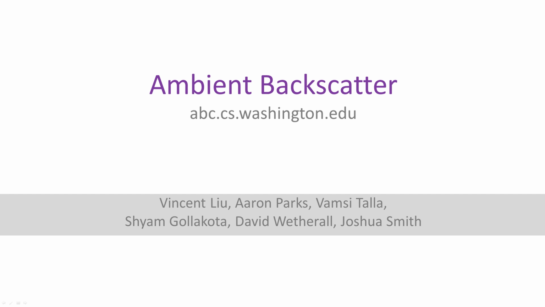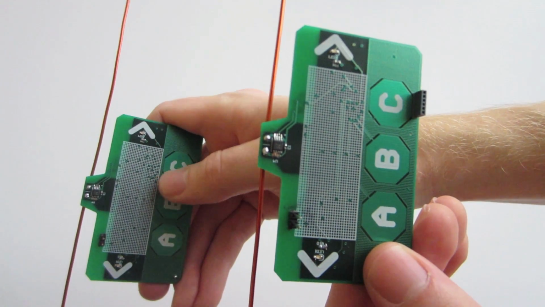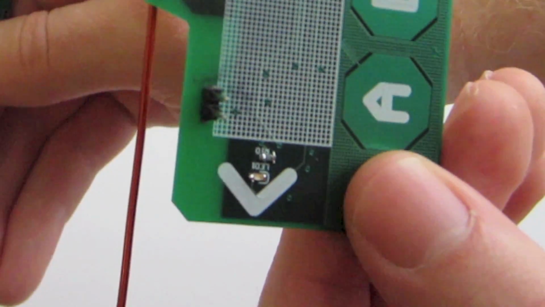In this project, we introduce a new wireless primitive called Ambient Backscatter that enables interactive devices that compute and communicate without any batteries. To create a visual sense of what we have set out to do, we created devices that have no batteries and yet can interact with users and communicate with other devices.